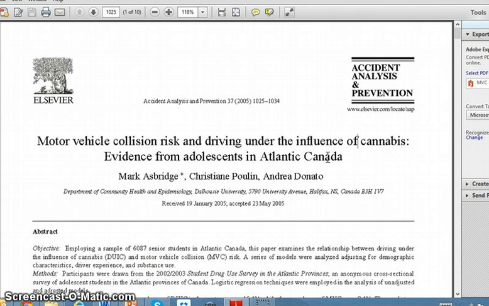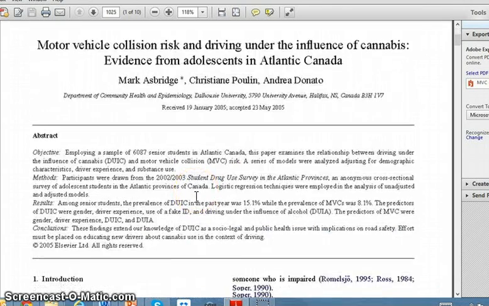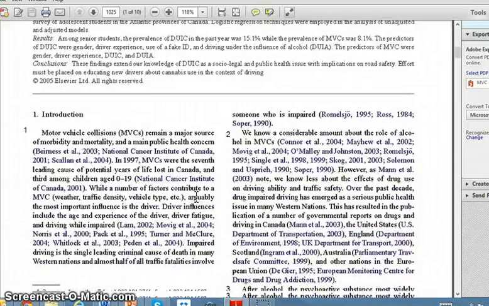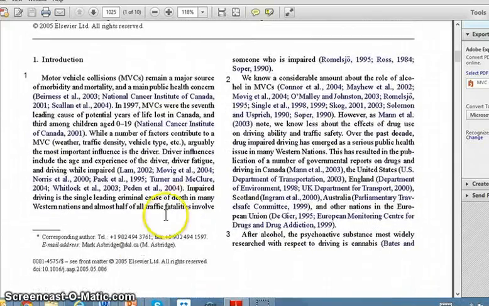The next thing we want to do is find our authors. And here we have three authors: 1, 2, 3. And here that little star means that there's going to be information probably at the bottom. If we scroll down, that tells us something about the author. And here we've got contact information for the author.